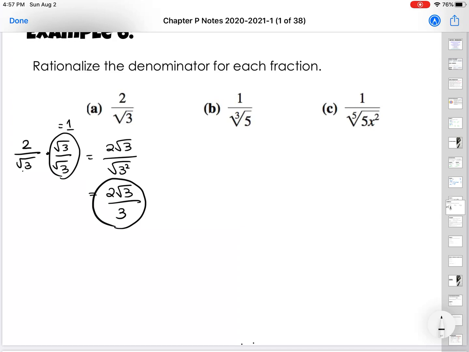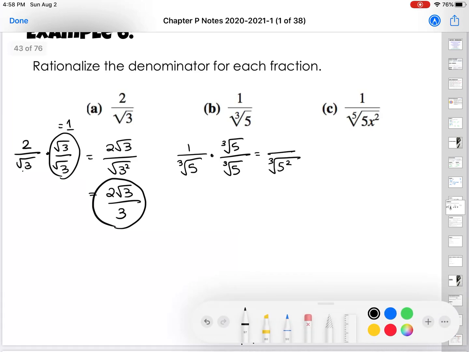We're going to use the same logic to do a cube root. So we have 1 over the cube root of 5. Now, if I just say I'm going to multiply by the cube root of 5 over the cube root of 5, that's fine, except that doesn't fix things for me. Because what that's going to do is give me the cube root of 5 squared in the denominator. Cube root and squaring do not undo each other. What does undo each other, though?